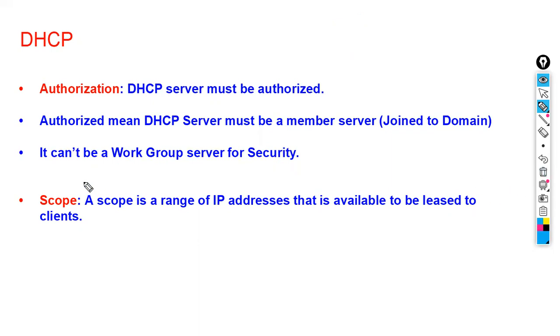And we need to create the scope. When we configure the DHCP server, we need to provide the scope. And what is this scope? Scope is the range of IP addresses that is available to be leased to the clients. So from this scope only, it will provide the IP addresses. In the DHCP server, we will create the scope. We will see how to create it.